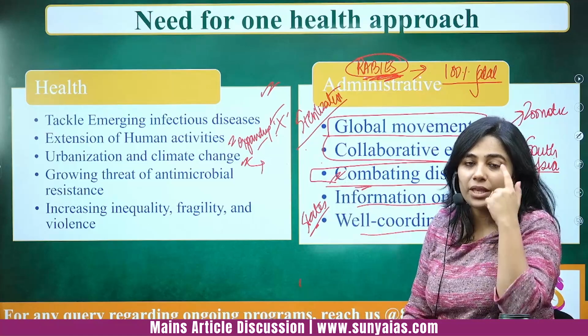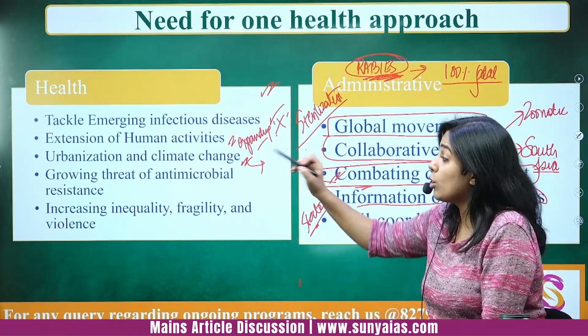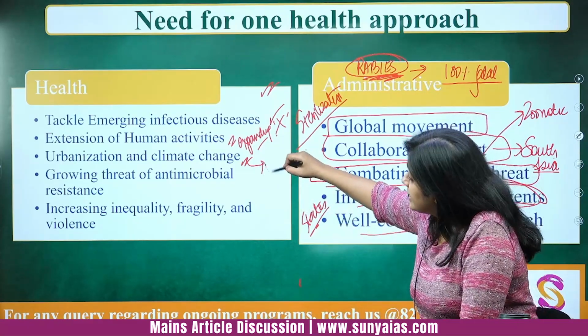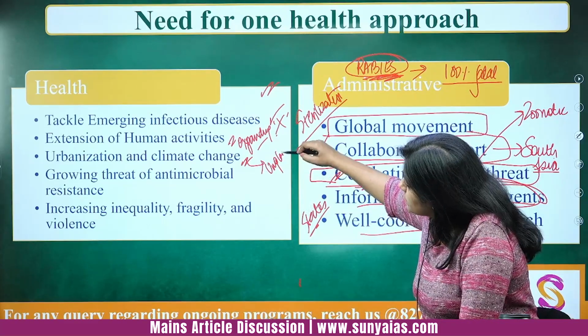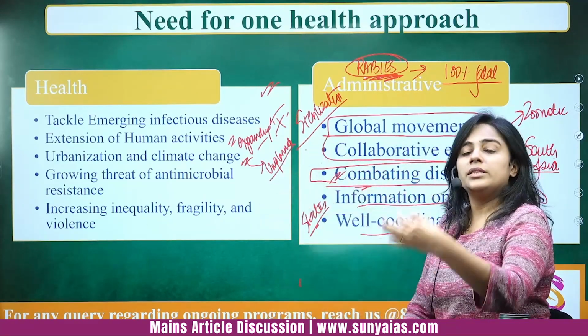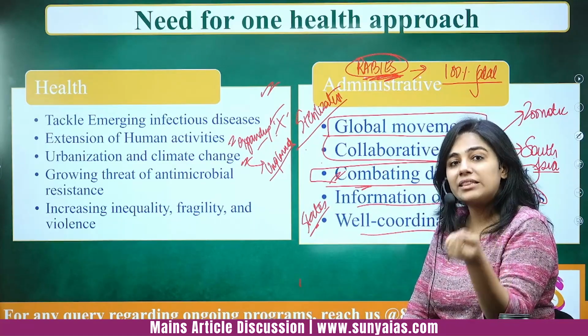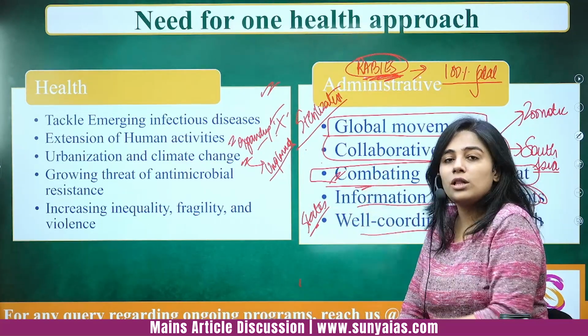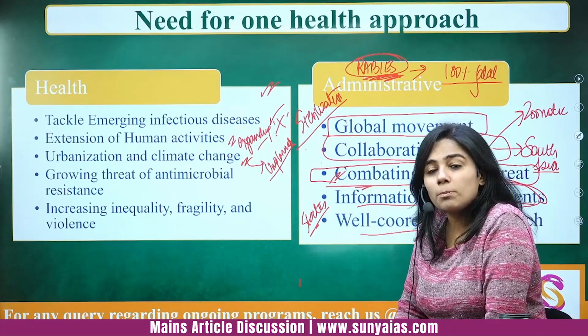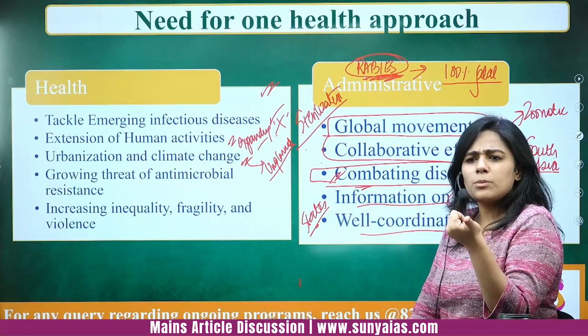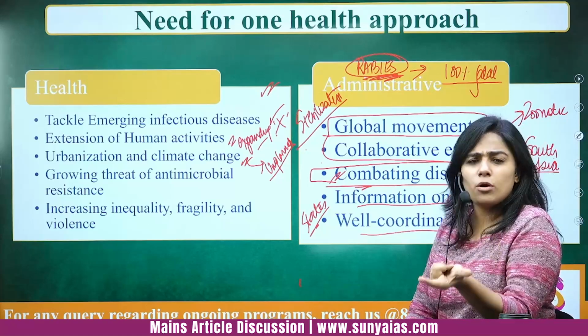Biggest problem is urbanization and climate change, and not just urbanization. It is unplanned urbanization. There is no research happening on whether this mall that we are creating or this housing complex we are creating, is there a problem of snakes over here? Is there a problem of dogs?